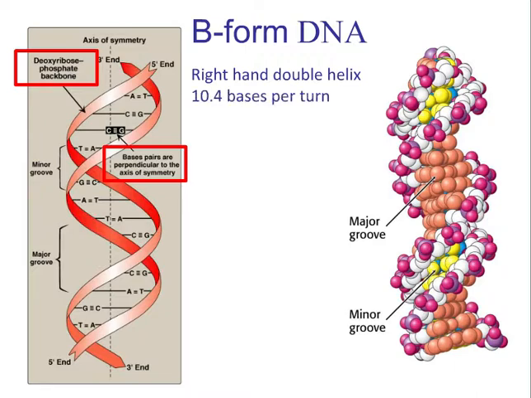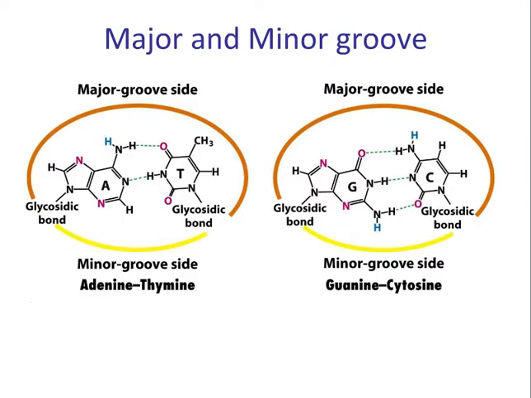B-form DNA is a right-hand helix with about 10 base pairs per turn. This arrangement results in a major and minor groove in the DNA. Other forms of DNA are A-form and Z-form, which will not be discussed in this course. Another way to visualize the major and minor grooves of B-form DNA is to look down from the top of the double-stranded helix rather than the side. Now it becomes much more apparent that the major groove is wider than the minor groove.